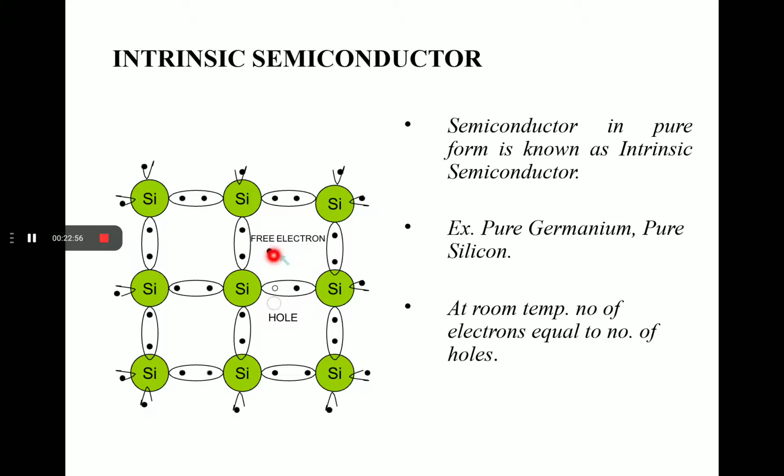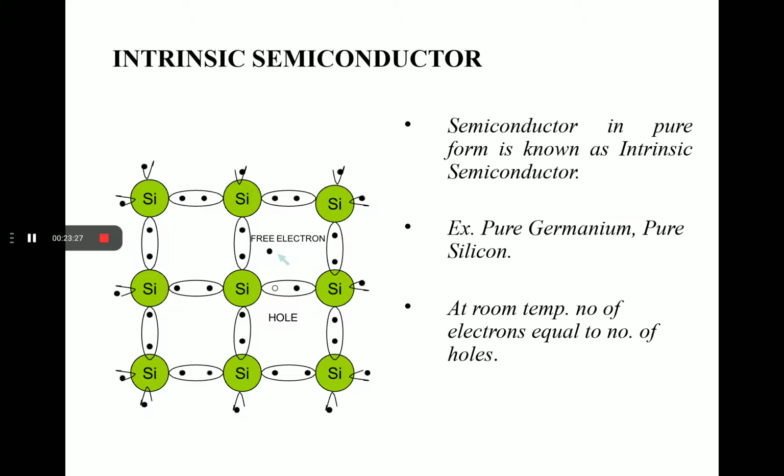When an electron breaks away from a covalent bond, the vacancy created there is what we call a hole. That means when one free electron is produced, a hole is also produced as its pair. So free electrons and holes are always generated in pairs, therefore the concentration of free electrons and holes will always be equal in an intrinsic semiconductor.